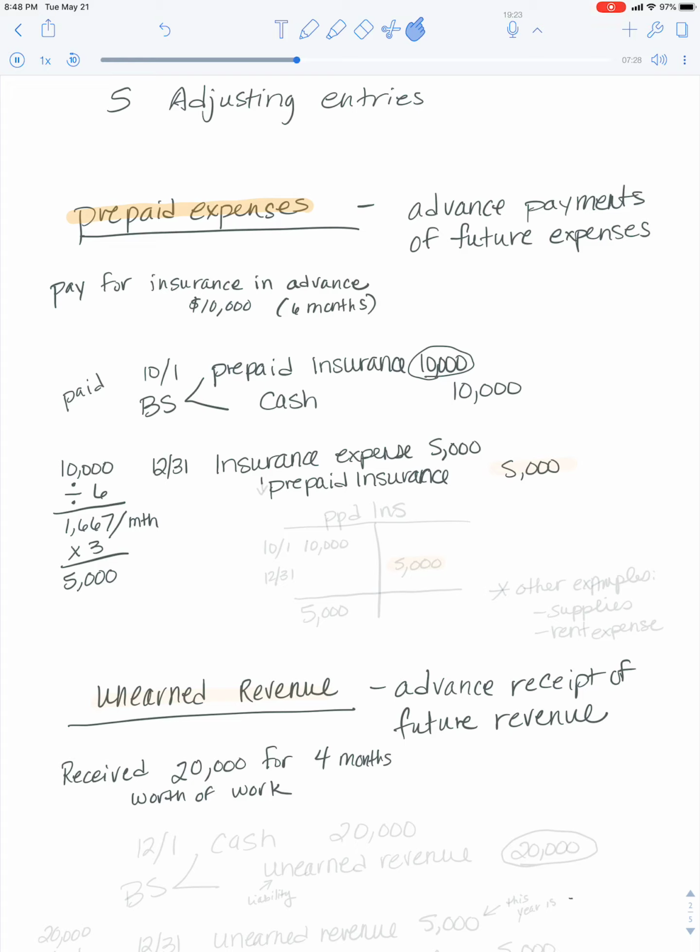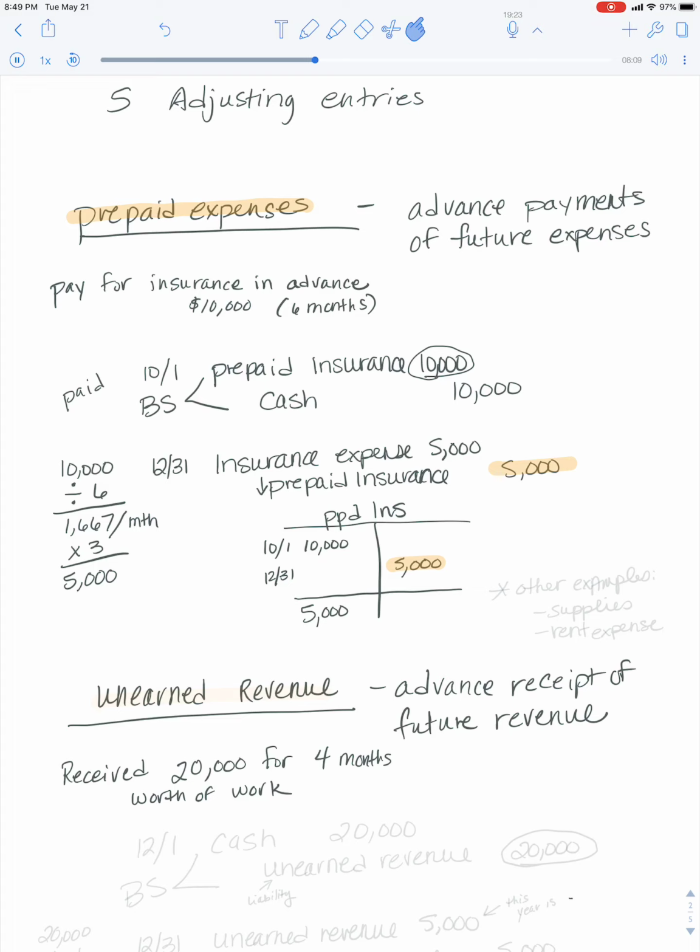Let's look at how this would affect a T account for prepaid insurance. So what we did on October 1st is we put $10,000 on the balance sheet in this account. Then on 12/31, we took out $5,000 with this credit here. And so now our balance in our prepaid insurance account is $5,000 on the debit side. That's what's left. So that will be recognized next year when 3 more months pass. So that is an example of prepaid insurance, or prepaid expenses.